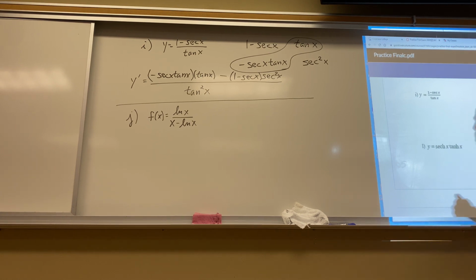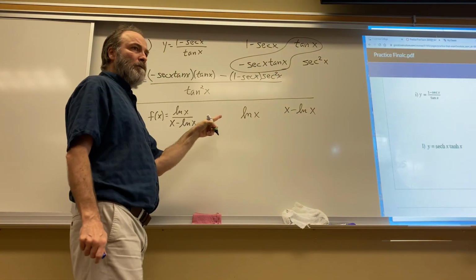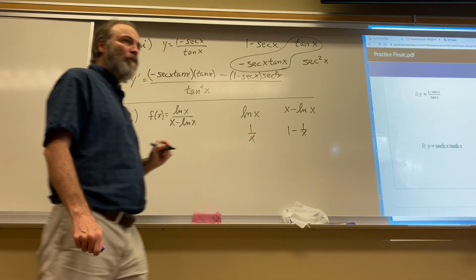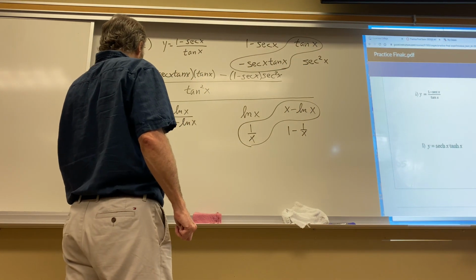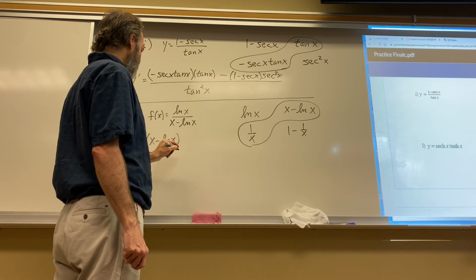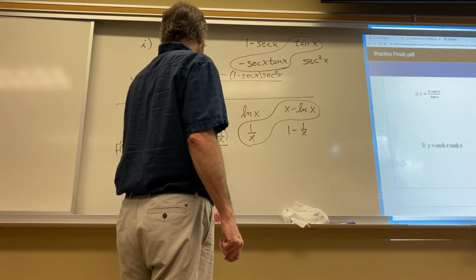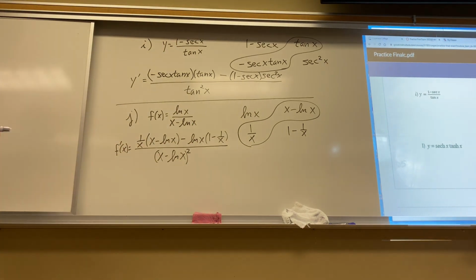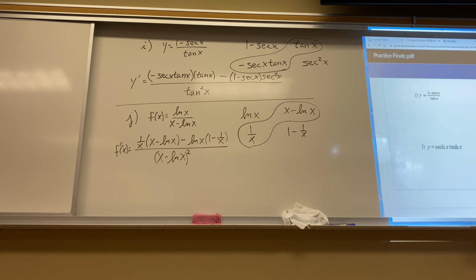Okay, so another quotient rule. Derivative of natural log of x, and derivative here, minus 1 over x. y prime of x is going to equal 1 over x times x minus natural log of x times 1 minus 1 over x, all over x squared. Any questions here?